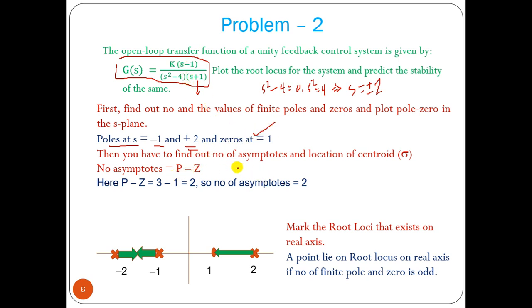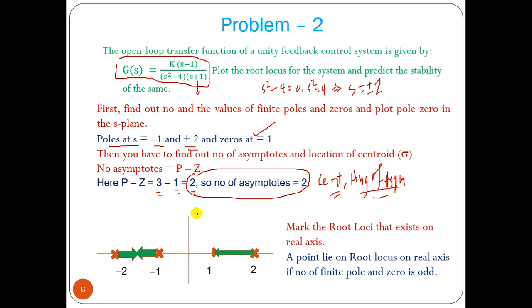So here, how many asymptotes should there be? We have 3 poles and 1 finite zero. So 3 minus 1 is 2, so we must have 2 asymptotes. From that we have to find out the centroid and the angle of asymptote. These are the 2 points we have to do. Now before that, let me plot the pole-zero map in the s plane. We have a plus 2 pole, minus 2 pole, minus 1 pole, and a zero at plus 1.